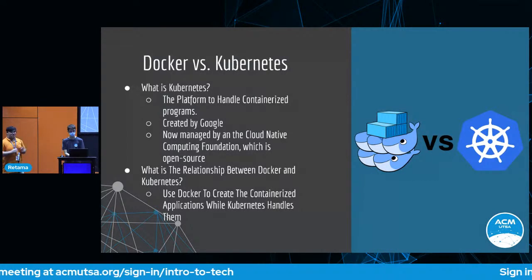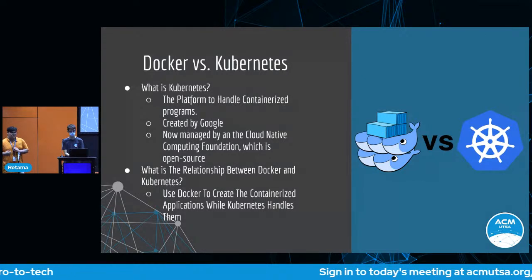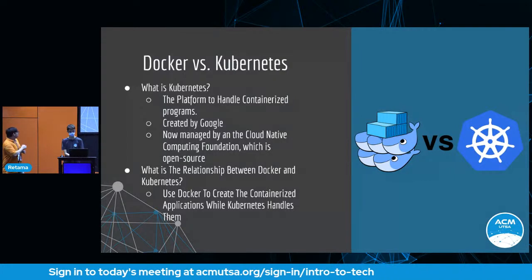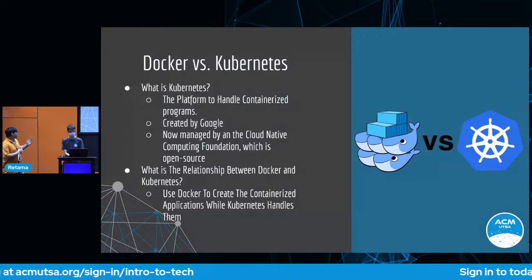And the main thing I want you guys to get from this slide is the relationship between Docker and Kubernetes. Docker is used to create programs using containers to create containerized programs. Kubernetes is the platform to handle those containerized programs. So that's what I wanted you guys to get from this slide.